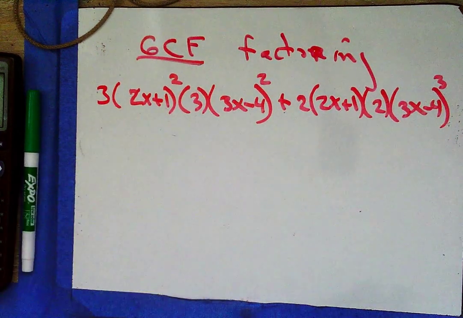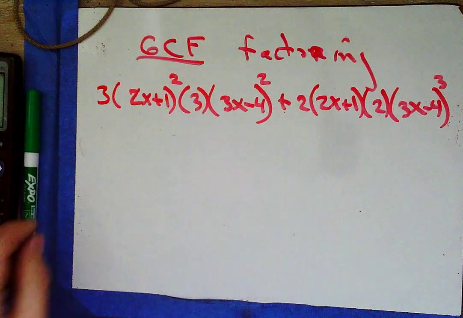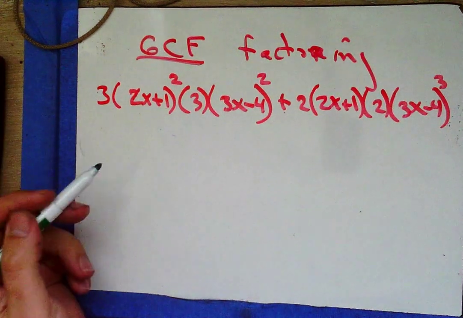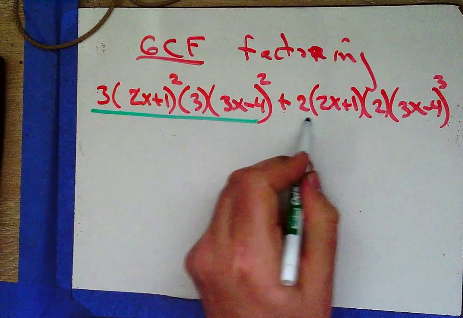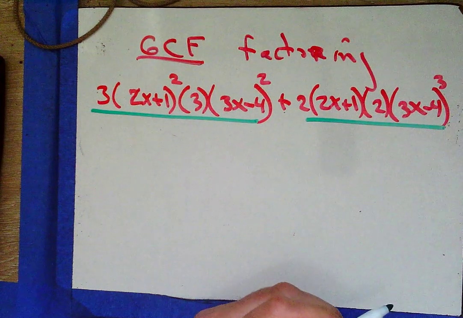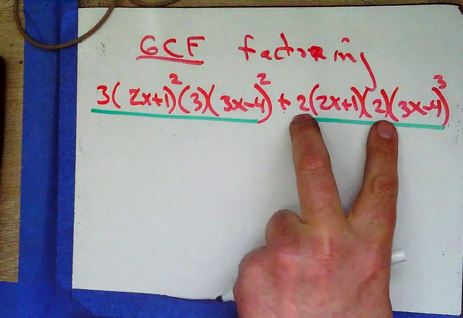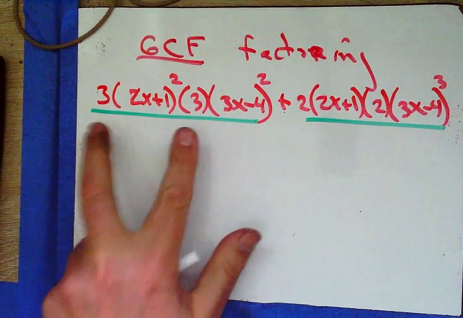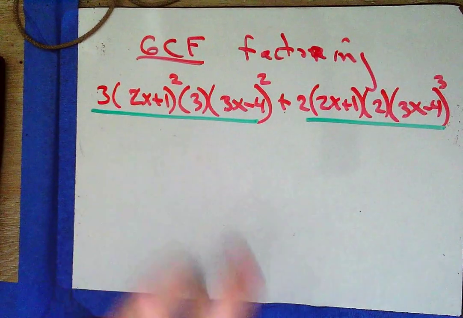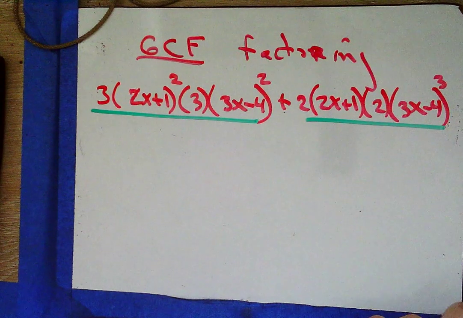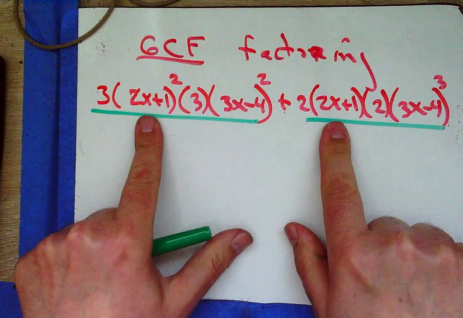So for us, we're just focused on the GCF factor, and that's great. What do you see here? Well, I see two terms. Are there any factors in common on those two terms? Well, this has 3's and this does not have 3's. This has 2's and this does not have 2's. So those are not common factors. I don't have to worry about those. I do want to look for common factors, like 2x plus 1.